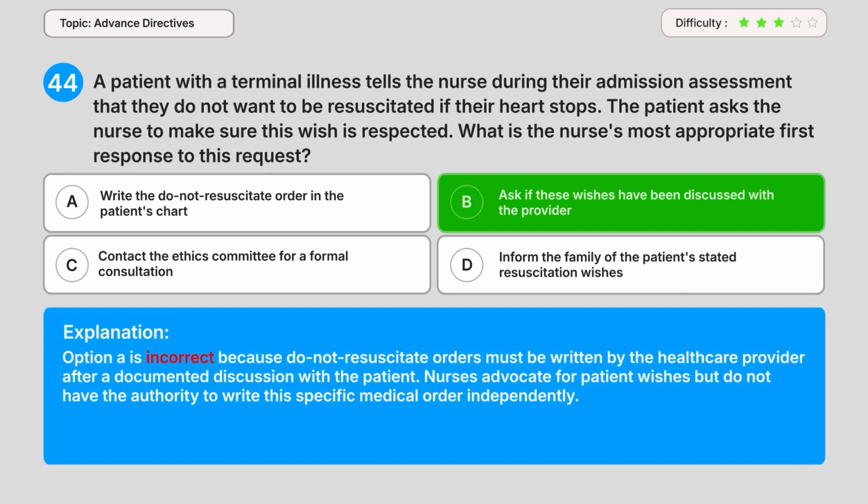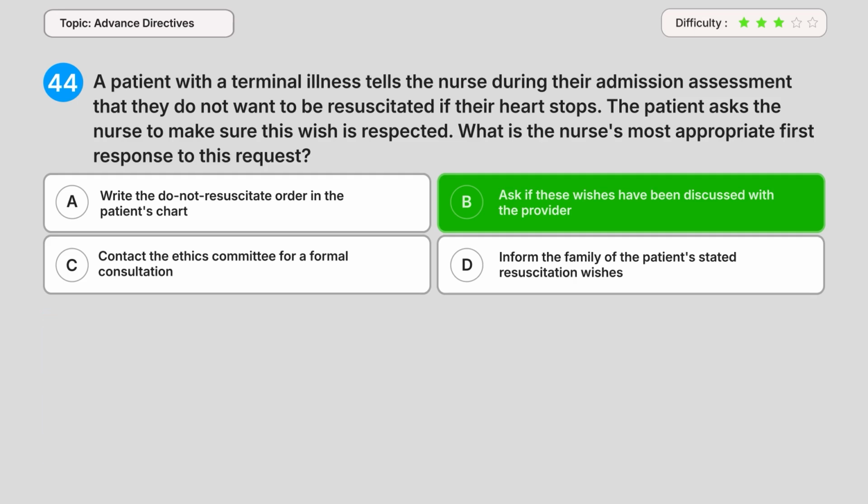Option A is incorrect because do not resuscitate orders must be written by the healthcare provider after a documented discussion with the patient. Nurses advocate for patient wishes, but do not have the authority to write this specific medical order independently.